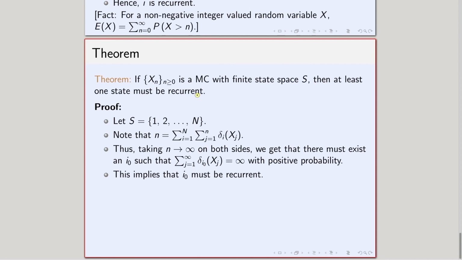And the basic intuition behind this is very simple. The intuition is as follows. When I have a finite number of states, suppose I have 5 states, and the Markov chain is evolving with time, then as time increases the Markov chain has to be in one of the states. It cannot go out of these 5 states, because this is the whole state space. So, that means at least one state has to be visited an infinite number of times.